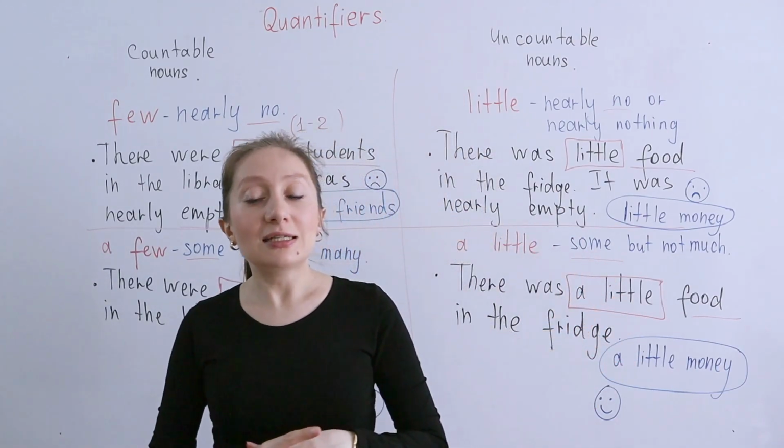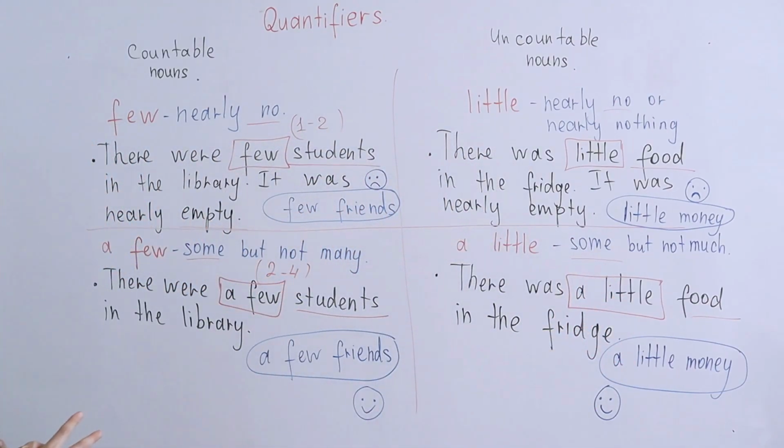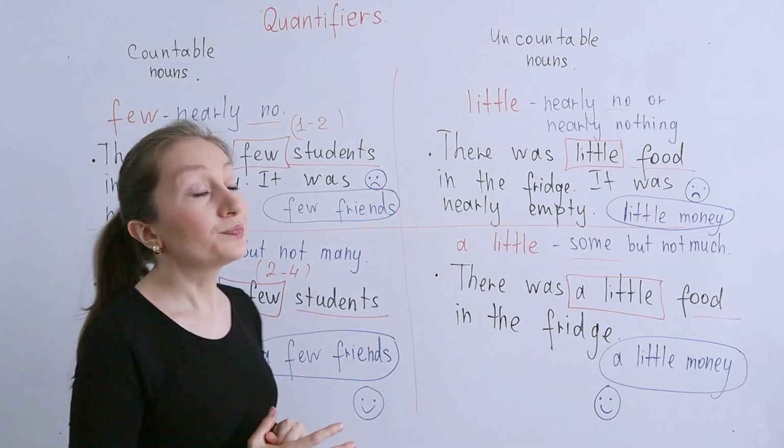All right? 4 sentences, super easy. And that's all for this lesson. So look at the board. I think everything is clear.